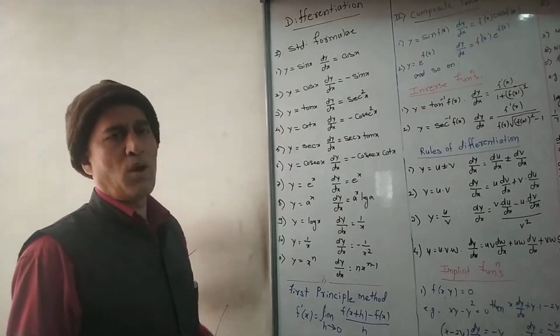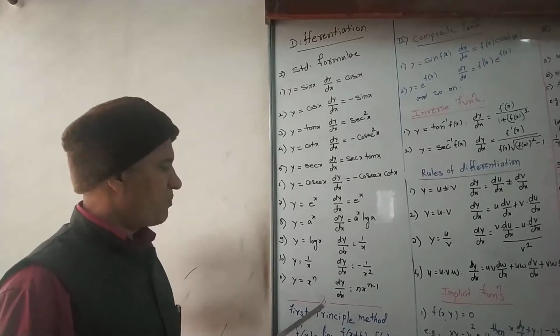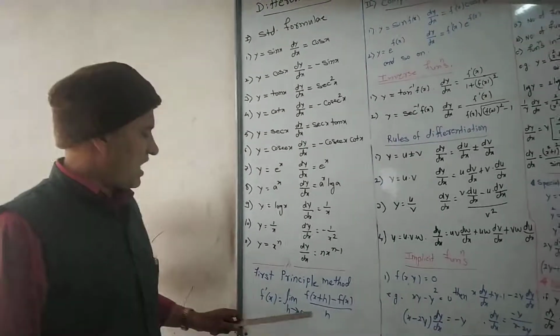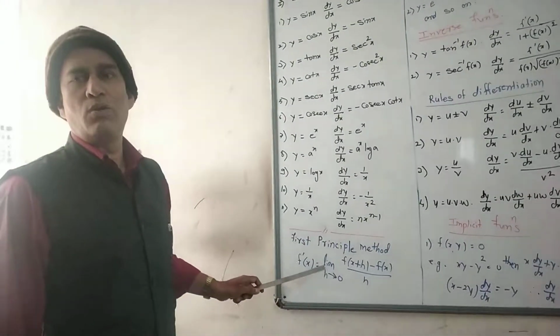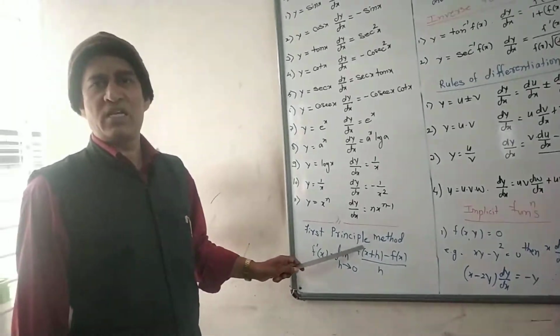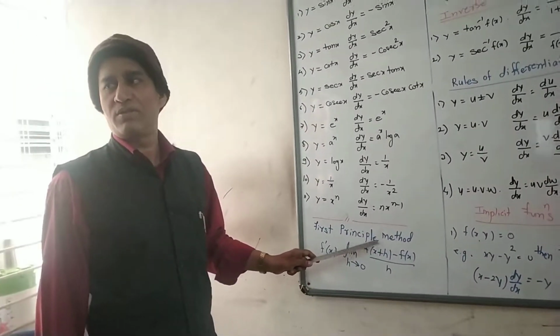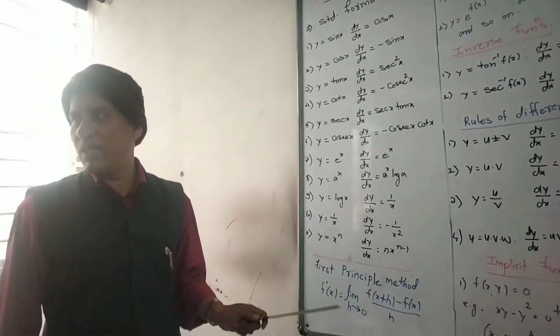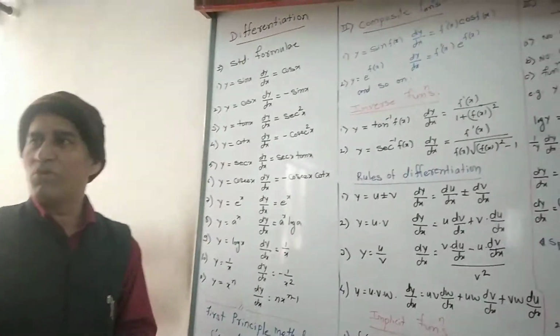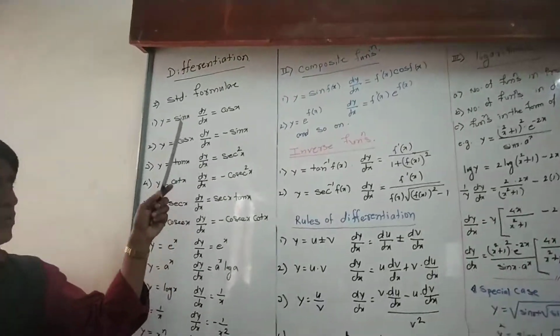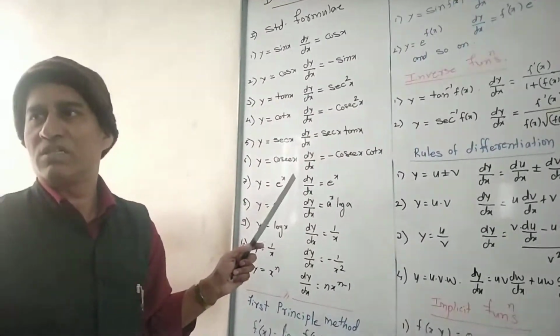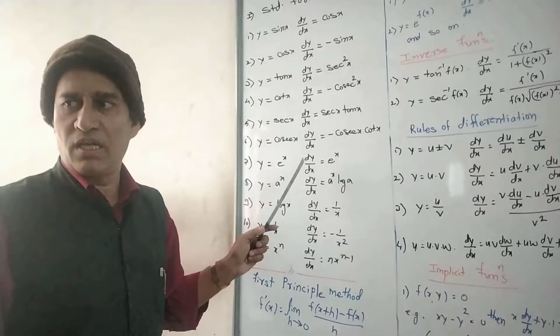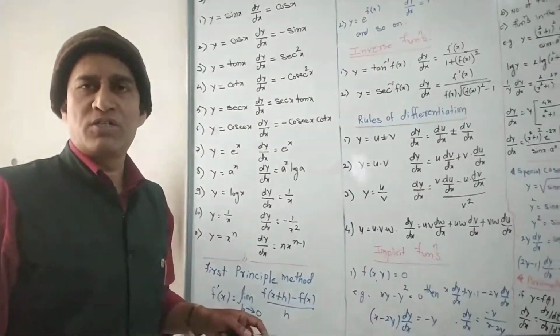Now, all these formulae can be proved by using the first principle method, that is f dash x is equal to limit h tends to 0 of f of x plus h minus f of x upon h. By using this relation, we can prove the above formulae. Now, we are coming to the composite function. We talk about these as the basic or standard formulae in point of CT. But now we are talking about the composite function.